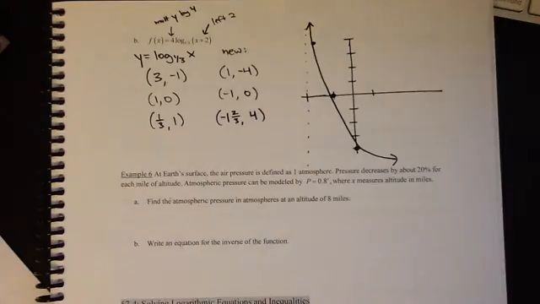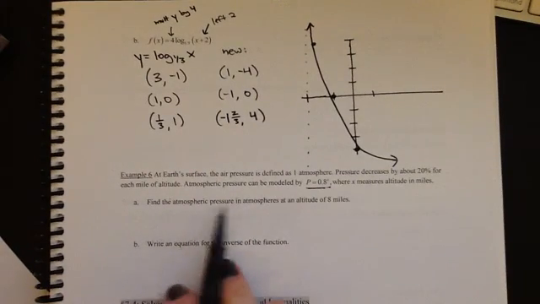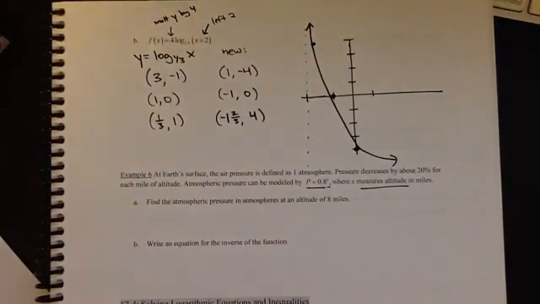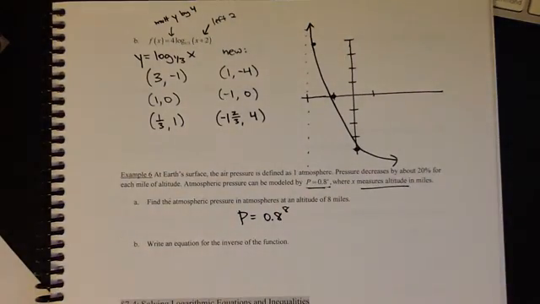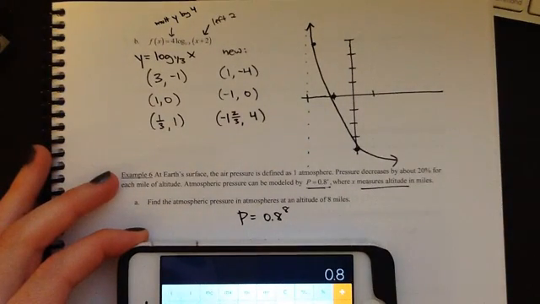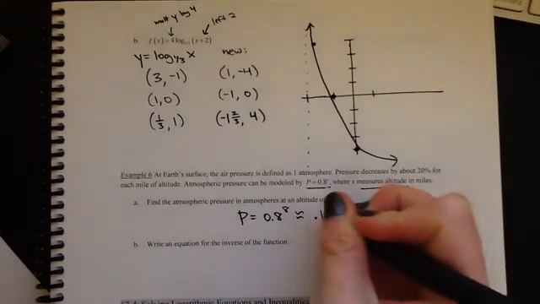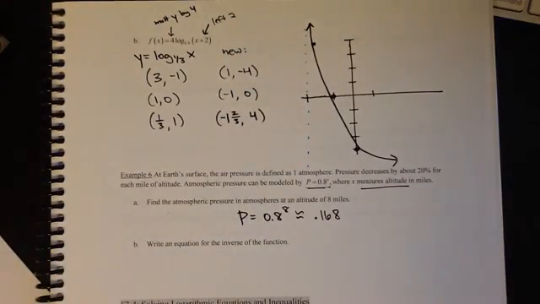Okay, so let's quickly answer this last question. We've got this right here. That's our logarithmic function. This is find the atmospheric pressure in atmospheres at an altitude of 8 miles. Okay, so altitude is x. So we have p equals 0.8, and then we're plugging in 8 for our exponent. So I am going to type this into the calculator, and I'm going off of my phone. Okay, so we'll have 0.8, and then we will raise that to the 8th power. So that gives us, let's say, about 0.168. Okay, so that is our atmospheric pressure.